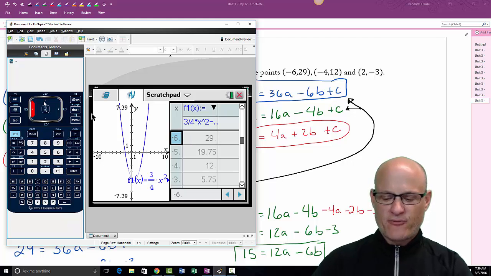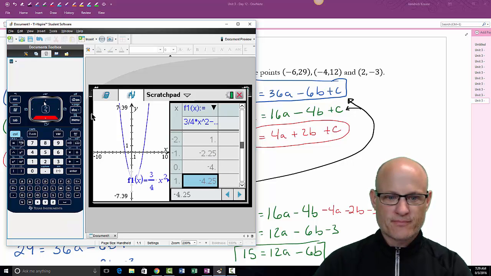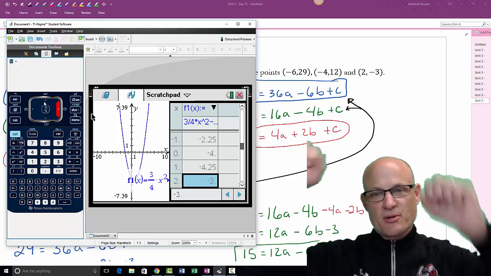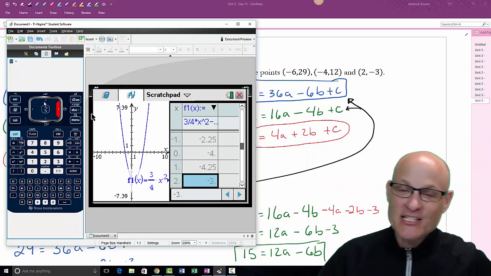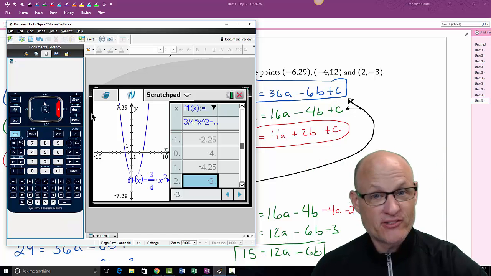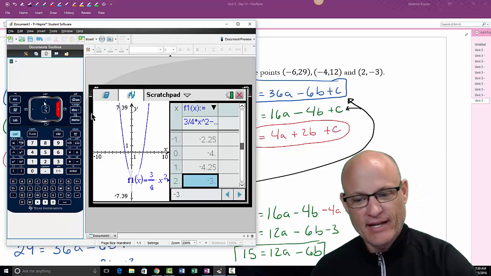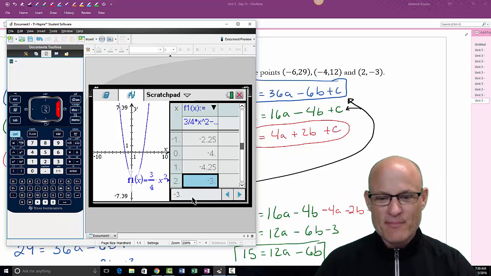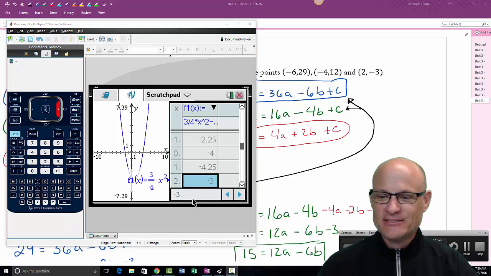And then negative 4, 12. And 2, negative 3. All 3 points are there. Yay! So even though we came up with 3/4, it's still a nice number. And we came up with the right answer. All right, one more problem to go.